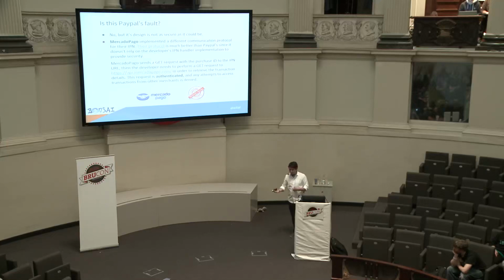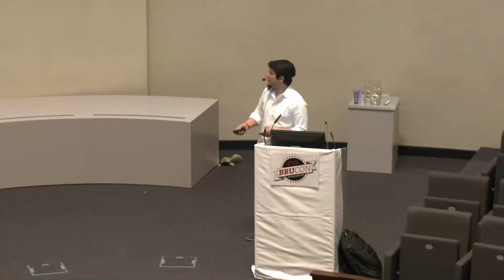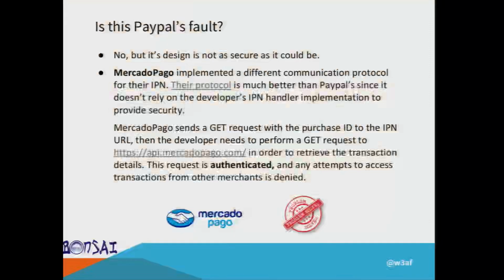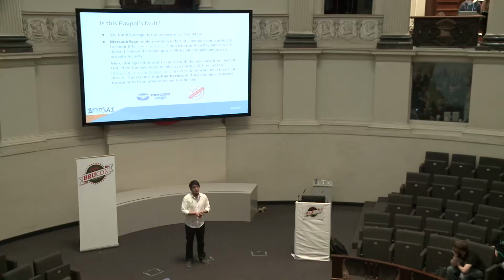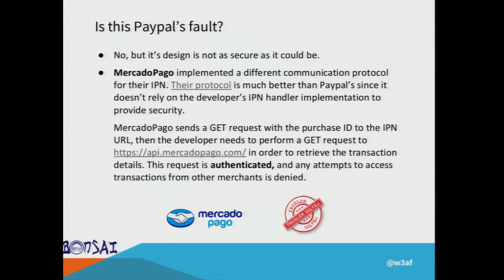And let me explain this with a secure API design. So I work for some guys in Argentina that created something called Mercado Pago. Mercado Pago is a payment gateway similar to PayPal. And what they did is to create a different IPN protocol. In the IPN protocol that they use, when a new event is triggered by users paying in Mercado Pago, what happens is that instead of sending all of the information from Mercado Pago to the merchant, these guys just send an ID of that event.